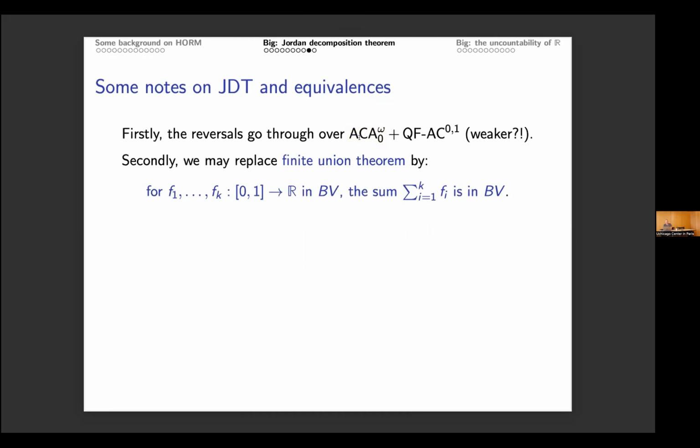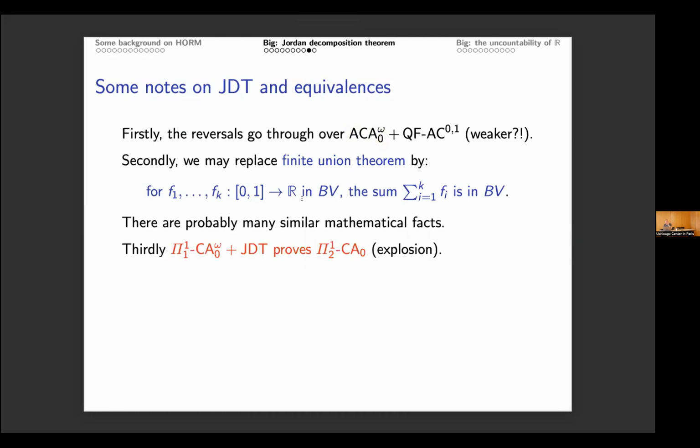You can replace the finite union theorem by basic mathematical facts as such. If we have f1 to fk that have bounded variation, the sum has bounded variation. It's a basic fact, and it can replace the finite union theorem, which is nice in all the previous. There's probably many similar mathematical facts. Sometimes the details get messy. I leave that to somebody else.